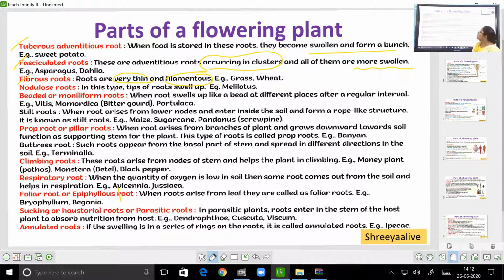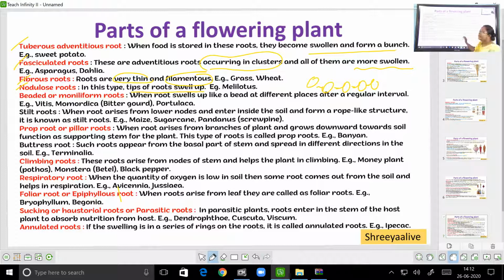Nodulose root. What is a nodulose root? In this type, only the tips of the root swell up. Example, Melilotus. Next is beaded or moniliform root. When the root swells up like a bead at different places. Bead-like.